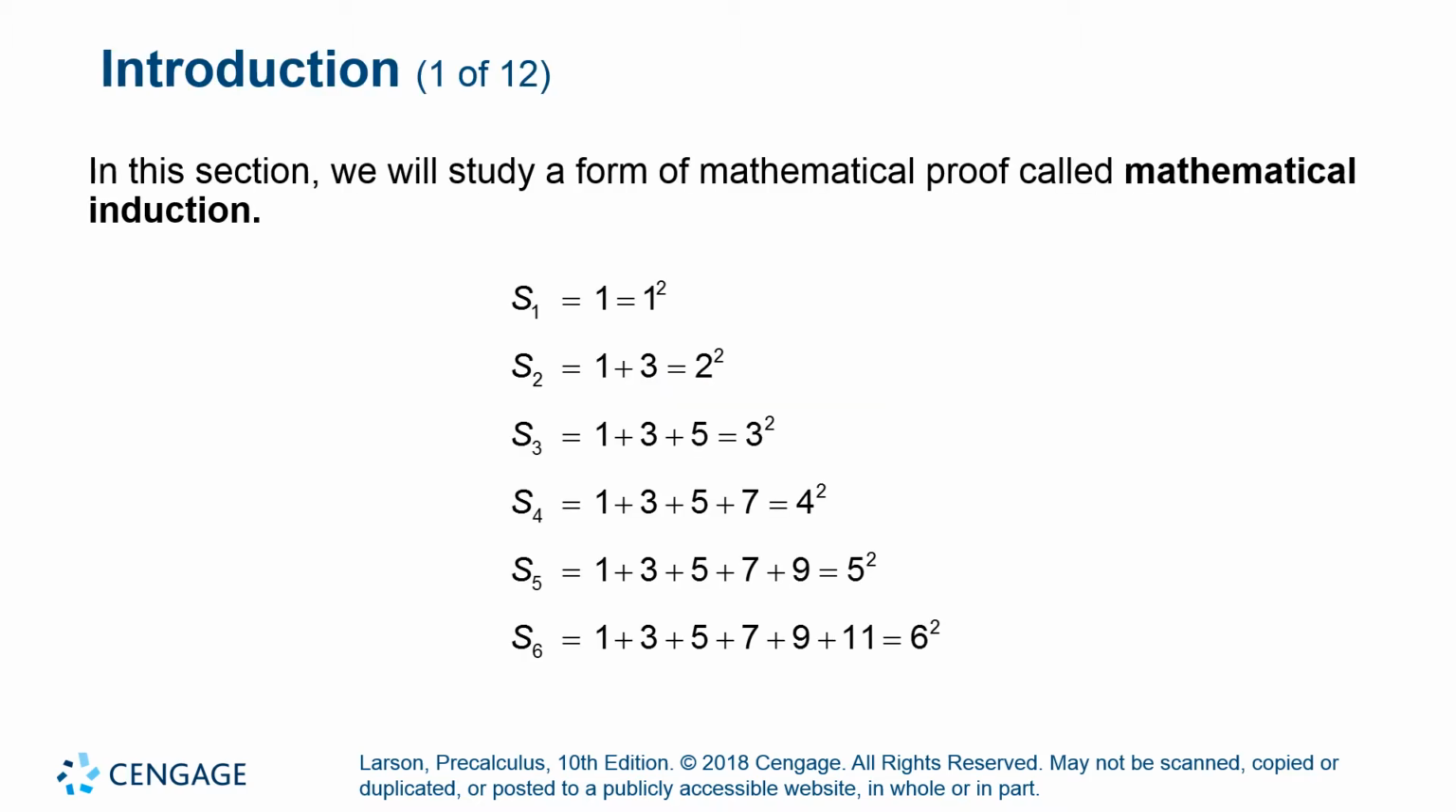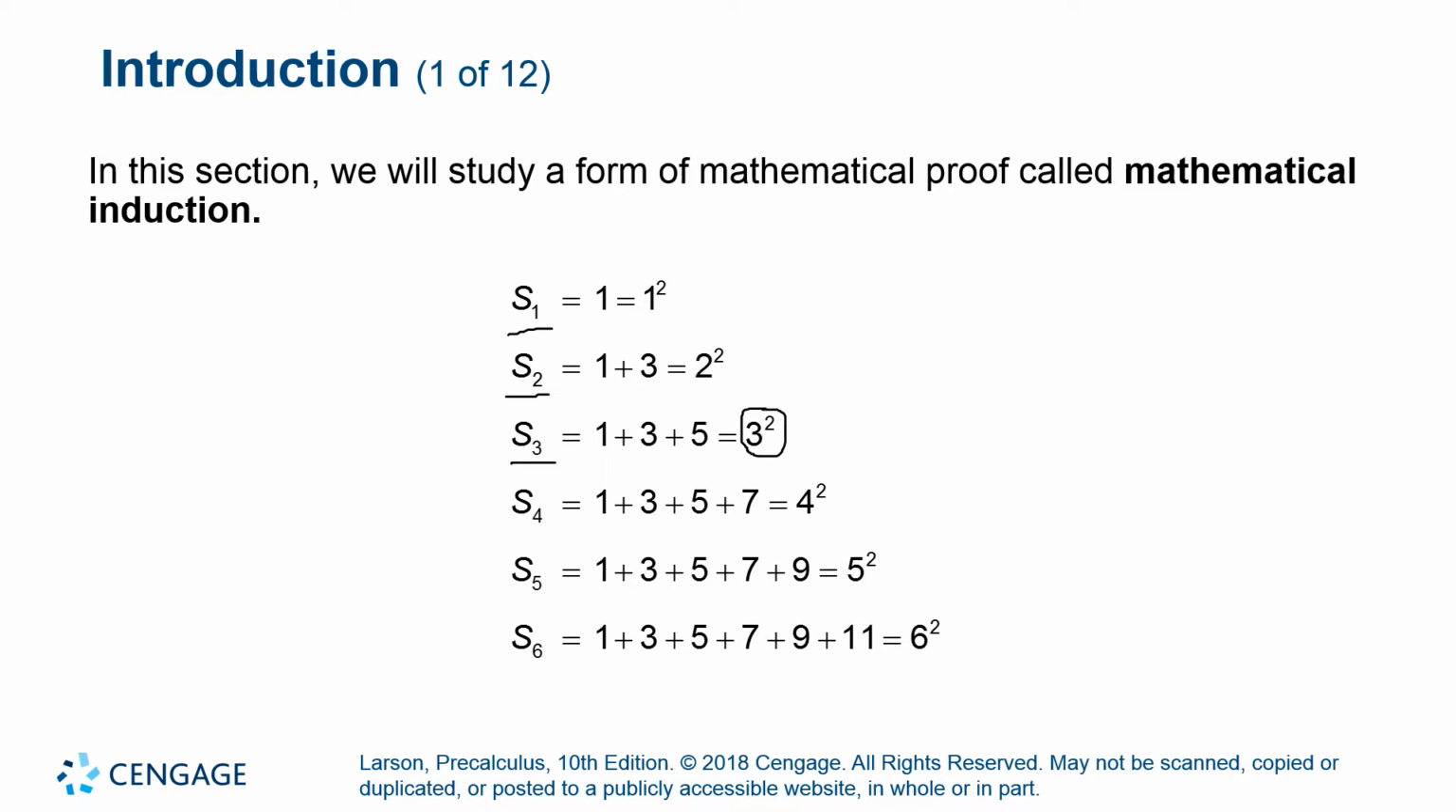In these examples, we can see that the first sum of the sequence, we call that S1. S1 is equal to 1, which is 1 squared. Now notice in this sequence we're only adding the odd numbers together. So S2 will be adding the first two odd numbers together, 1 and 3, which is equal to 2 squared, or 4. S3 is equal to 1 plus 3 plus 5, which is equal to 9, and that's 3 squared. We continue on this pattern.